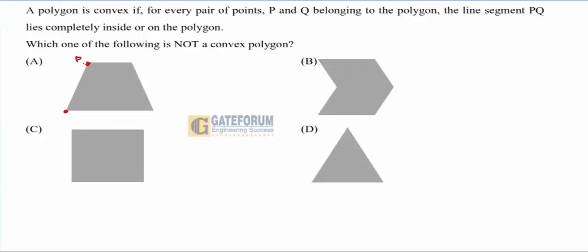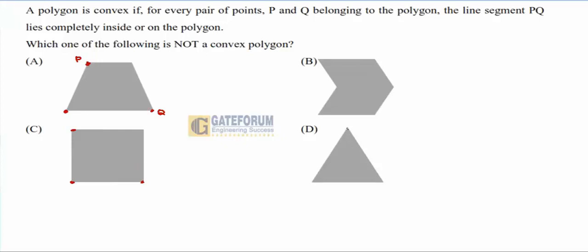If perchance this was P and this was Q, then you see the line joining PQ will lie inside the polygon. And whichever vertices you take P or Q in, such will be the case. So this is definitely a convex polygon. See, this is a squarish or rectangular shape. So even if we take P and Q here, you see it lies on the polygon. If we take P and Q like this, it lies inside the polygon. So whichever point you choose P and Q as, it will either lie on or inside the polygon.